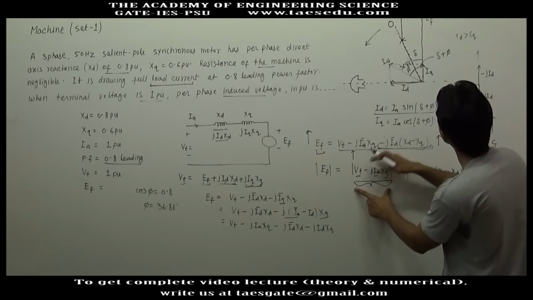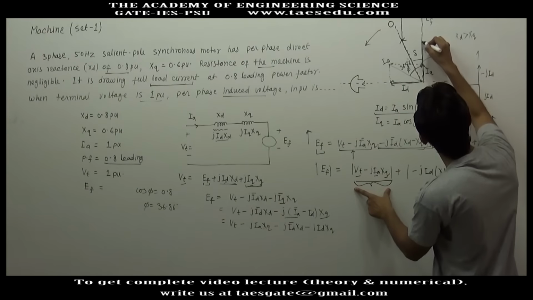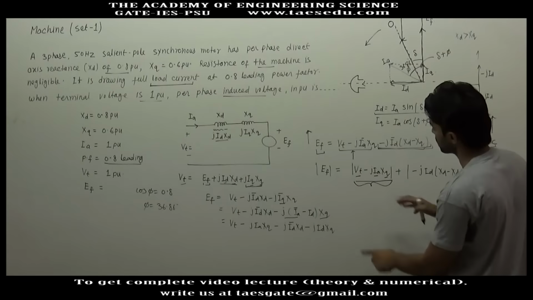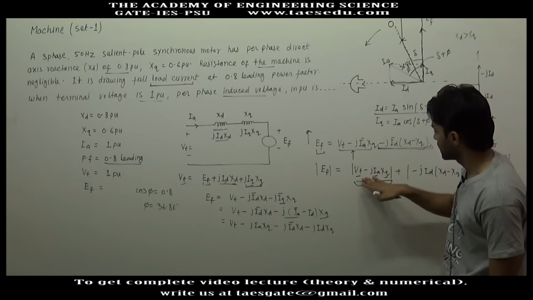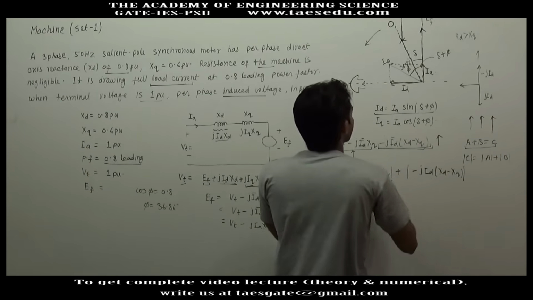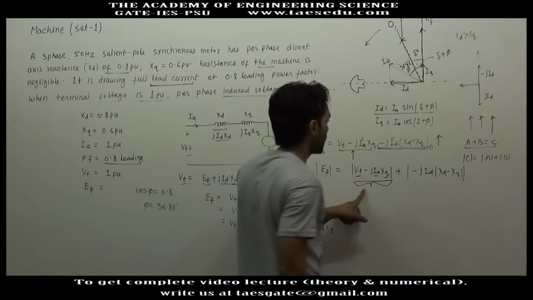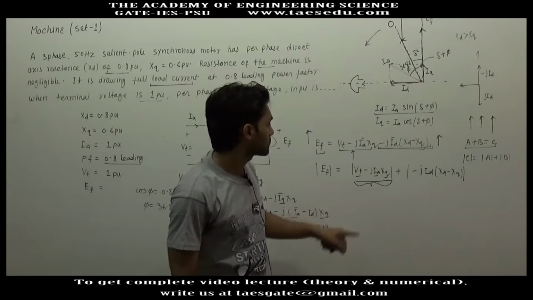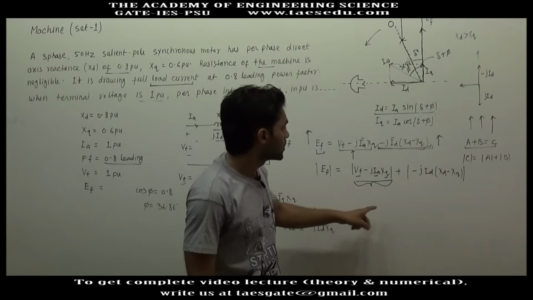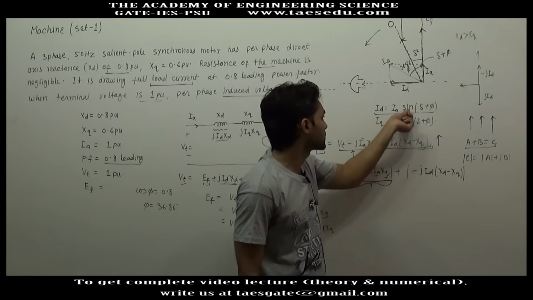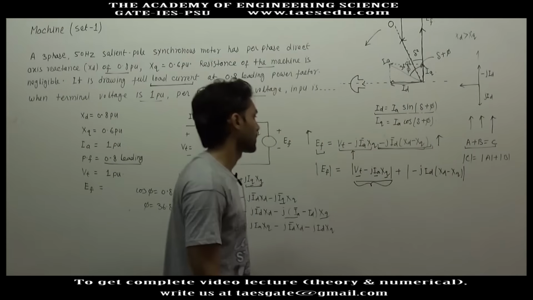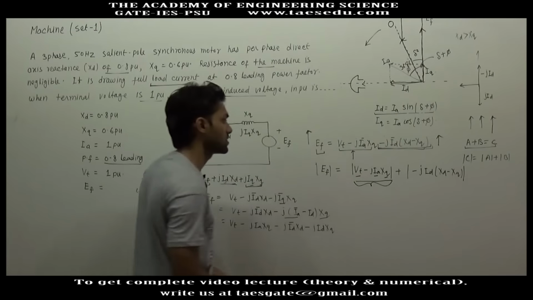So this vector will be in the direction of, okay, so whatever will be the angle of this vector, that angle will give you the value of delta, and once delta is known, you can find out the value of Id. Id is equal to Ia sine (delta plus phi). So let us first find out Vt minus jIaXq.